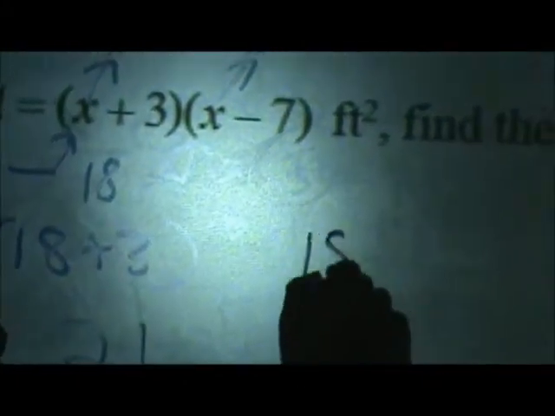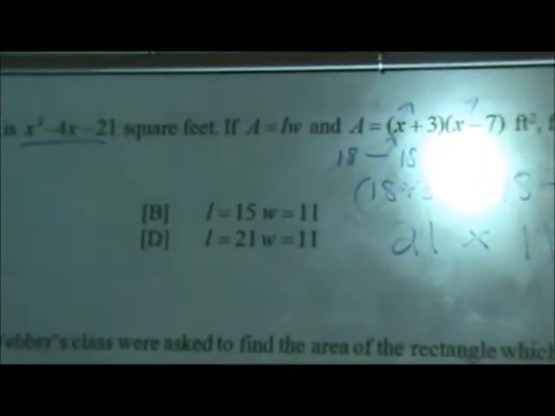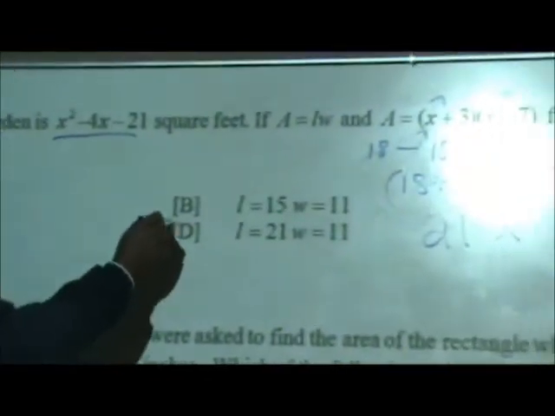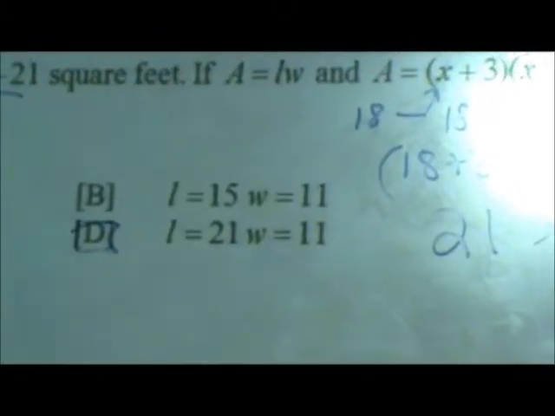So 18 plus 3 is 21. And 18 minus 7 is 11. So it must be a 21 by 11. Do I care which one's the length, which one's the width? Probably not. The length's usually the longest one. But anyway, what's my answer? D, right? Length is 21, width 11.